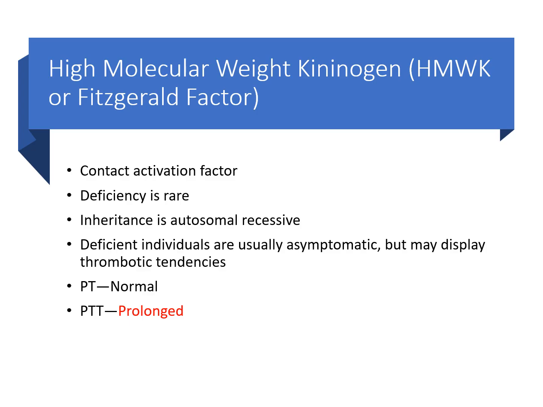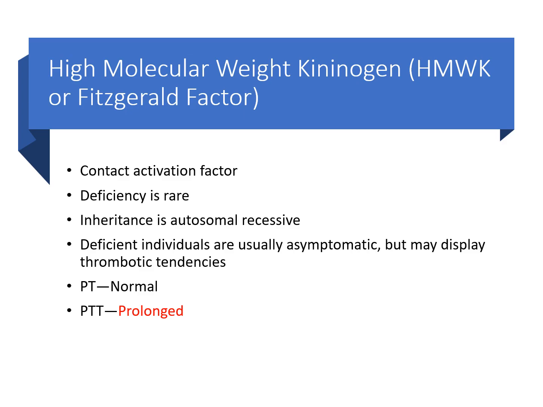Let's talk for a few minutes about high molecular weight kininogen, or as I like to refer to it, homework. Or you could call it Fitzgerald factor if you wanted to. All of those things would be correct. Again, this is a contact activation factor, and deficiency is fairly rare. If a deficiency were found, it would be through an autosomal recessive inheritance pattern. Deficient patients are usually asymptomatic, but they may display thrombotic tendencies. So remember, those contact activation factors can sometimes accidentally activate coagulation.